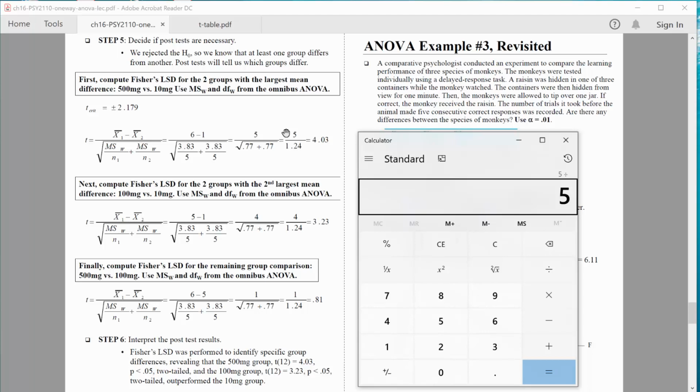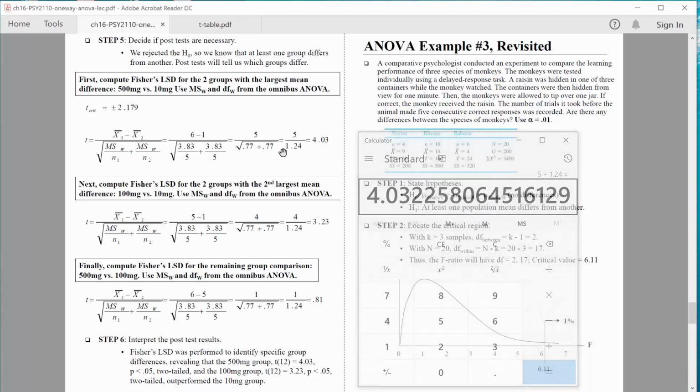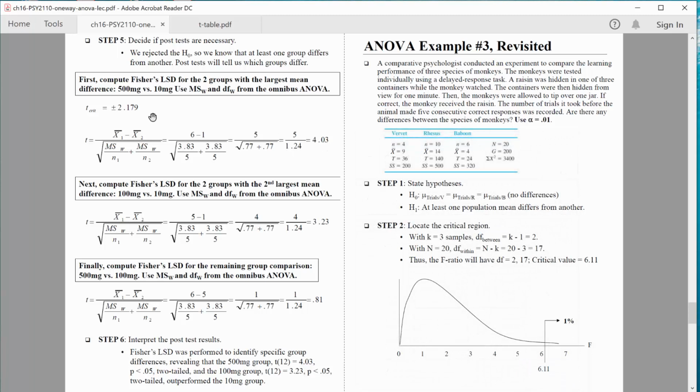So now we're left with the difference that we see, 5. There's a difference between those 2 groups of 5 points, and we're going to divide that by the differences we expect by chance, which is 1.24. That gives us a t-value, in this case a Fisher's LSD protected t-value of 4.03. We now want to compare that value with our critical value. If it exceeds that critical value, then the 2 groups we're dealing with differ statistically significantly. And of course, 4.03 does exceed 2.179.